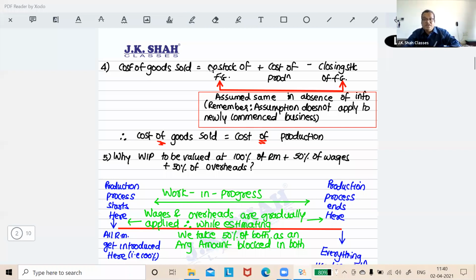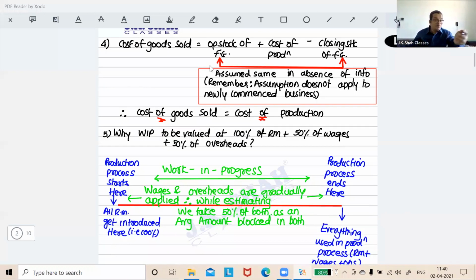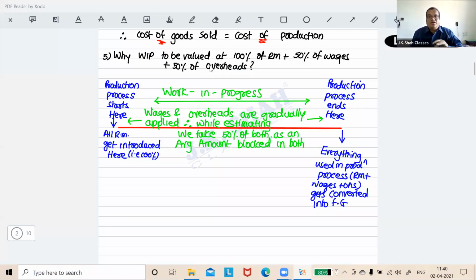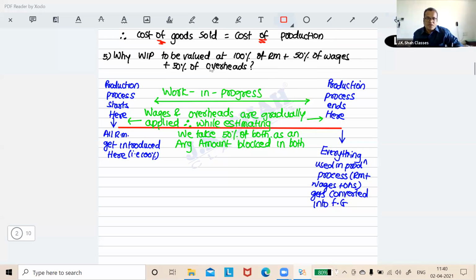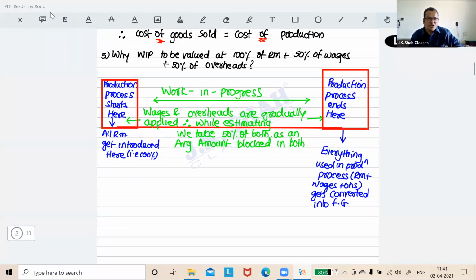And then talking about WIP, why should it be valued at 100%? It's an important question. Why should it be valued at 100% of raw material plus 50% of wages and 50% of overheads? So let's talk about this process. See, friends, the production process starts here and the production process ends here. Two junctions. So what is a normal assumption? If the question specifies nothing, we assume that all the raw material got introduced over here.